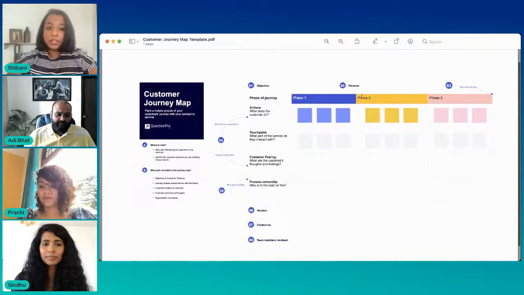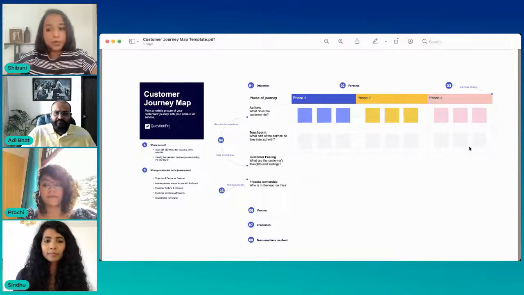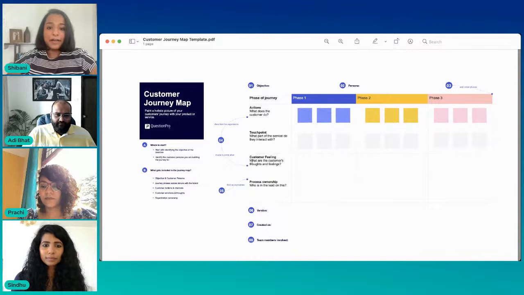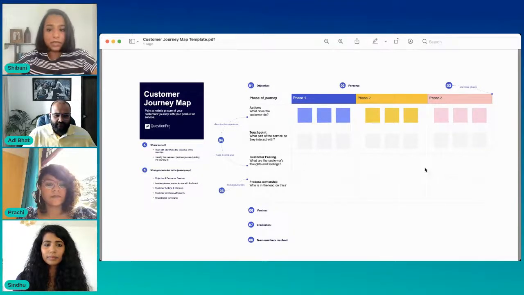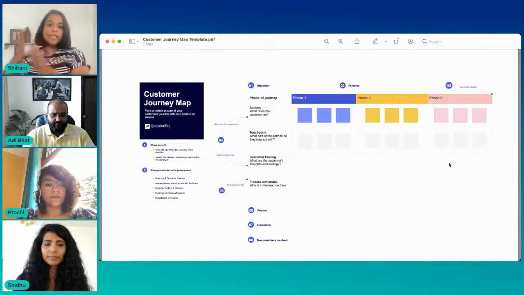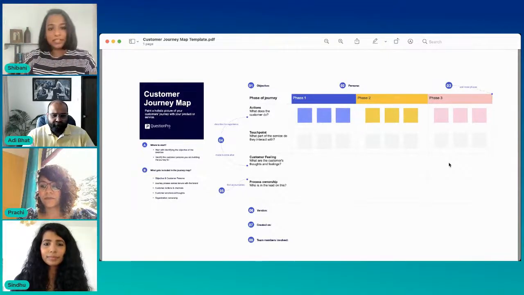This is where you put down your action. So what really is the action that the customer is going through within that phase? Which are the touch points that they're interacting with? So the channels, the touch points. And then, what are the thoughts and feelings of your customers? This is where you put that down, as detailed as possible, right? You don't have to stick to exactly this. You can expand, contract, keep it as you like.